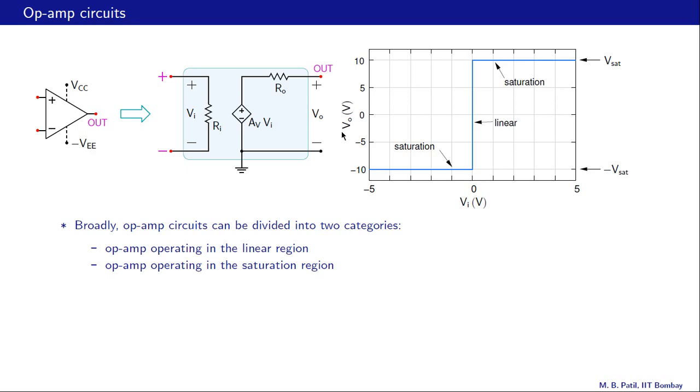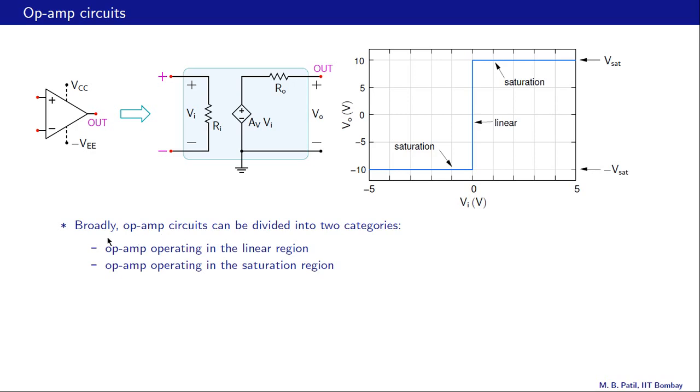Here is the VO versus VI relationship for an op-amp. Once again, there is this linear region which is very narrow, something like 0.2 millivolts or thereabouts. Then there is the saturation region which covers this part as well as this part. On the positive side, the output voltage saturates at plus Vsat. On the negative side, it saturates at minus Vsat.